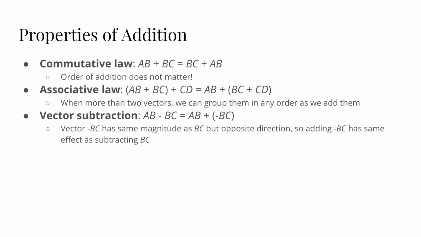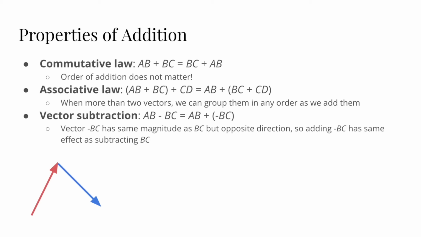Now, a couple of properties of addition that we should be familiar with are the commutative and associative properties, which say that first, the order of addition does not matter, so AB plus BC is the same as vector BC plus vector AB. And also, when doing vector addition, we can group them in any way we like and get the same resultant vector. The last one here isn't really a property, but it's important that we know that subtraction of a vector is really just adding the negative vector.